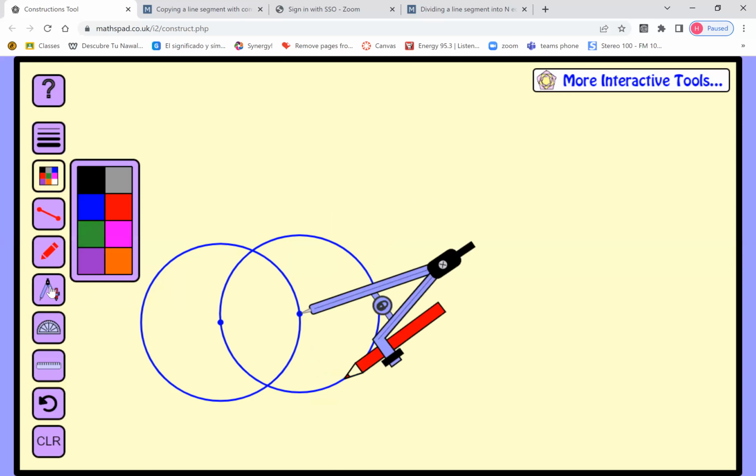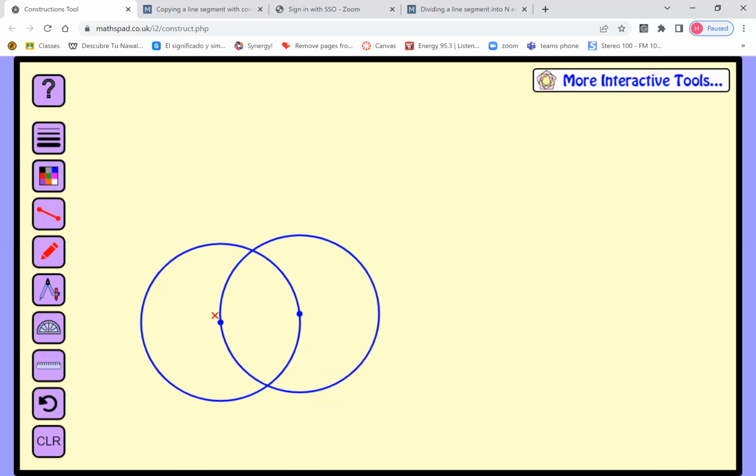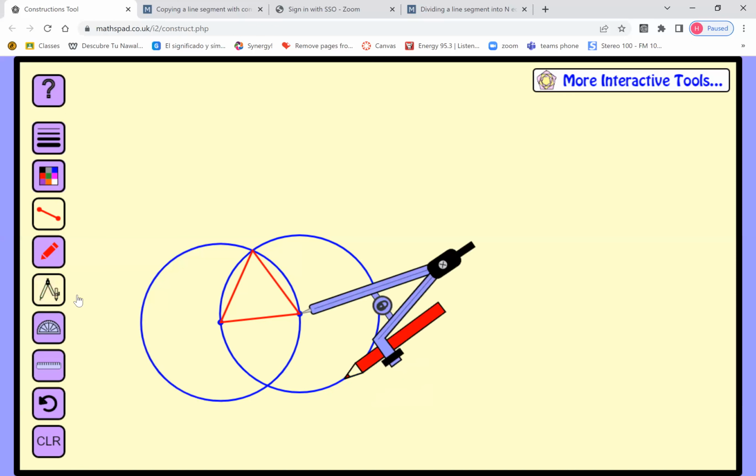So first of all, let me connect these two points. There. And then let me connect this point to this intersection that I have up here, right where my two circles cross. And then this point, it's right there. Now that triangle has all three sides equal. Let me prove it to you.